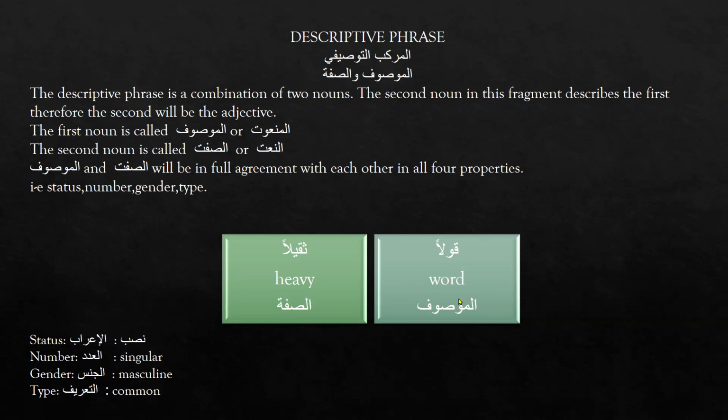So this will be an exact Murakkab Tawsifi or Mawsuf Sifa fragment because they are in full agreement with each other in all these four properties of the ism: the status, the number, the gender, and the type. I'rab, al-adad, al-jins, and al-tarif. Right? Okay, let's have some more examples. And as we are going to study harf nasab and its ism in our next lecture, inshallah, we will be done with the fragment study. Okay, let's go to the next slide now.